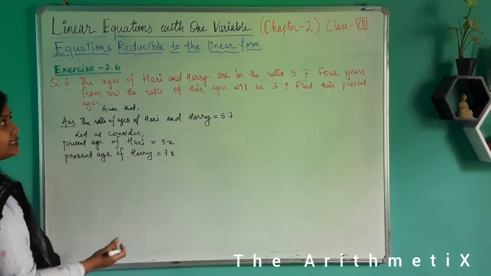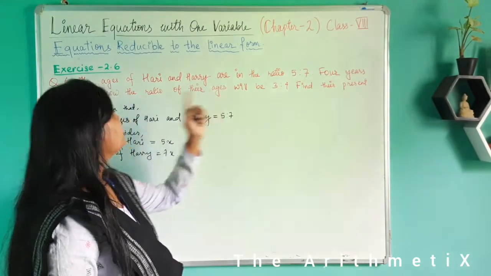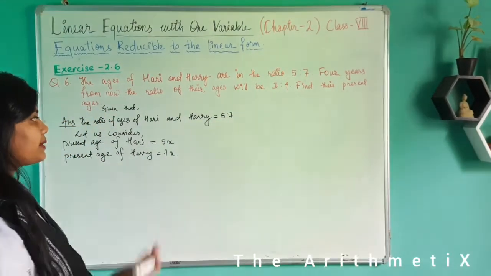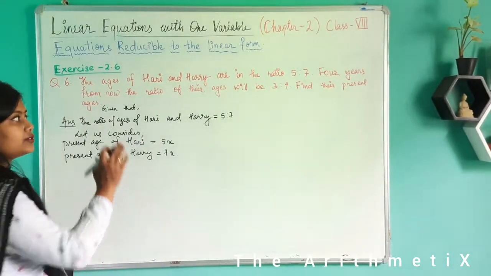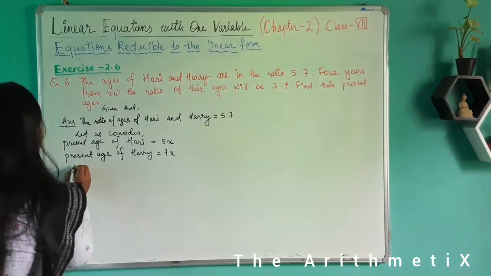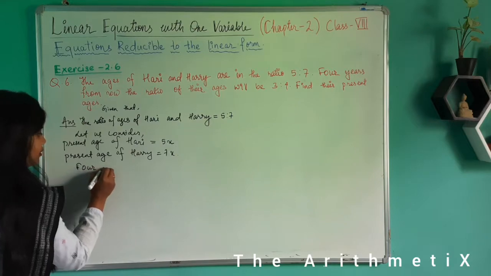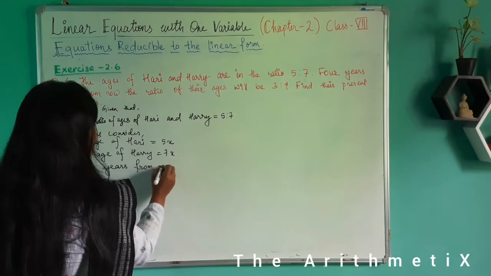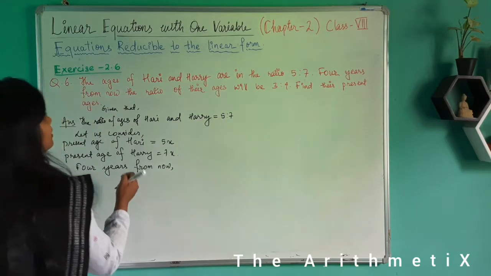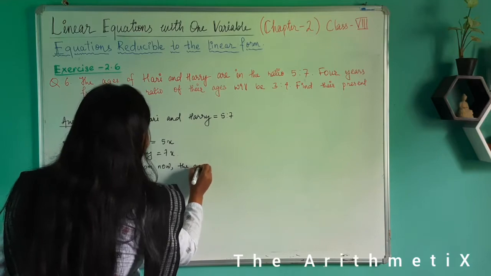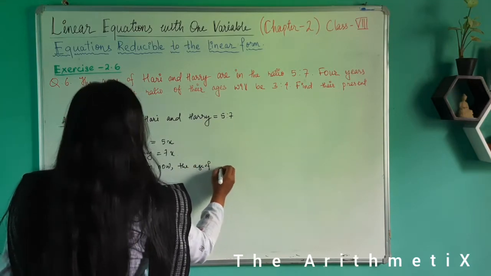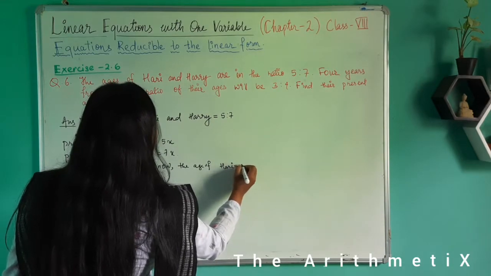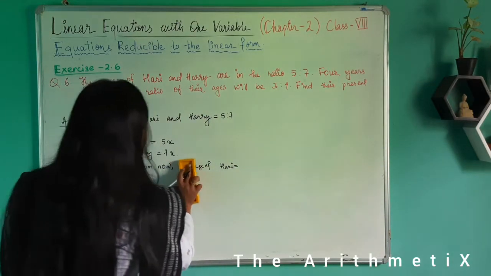If these are the present ages, we are again given that 4 years from now the ratio of their ages will be 3:4. Means we first need to find their ages after 4 years, then we will compare their ratio. 4 years from now, the age of Hari will be 5x. Sorry, I should write it below.